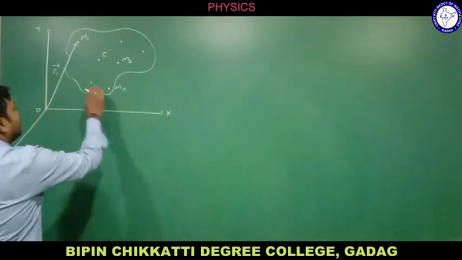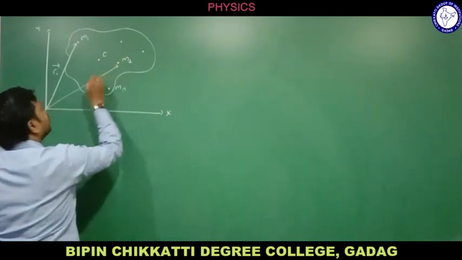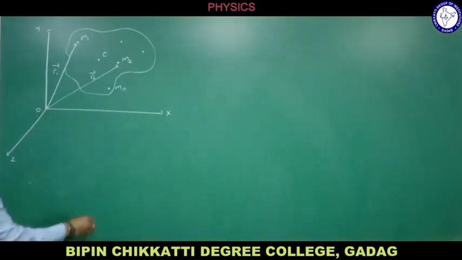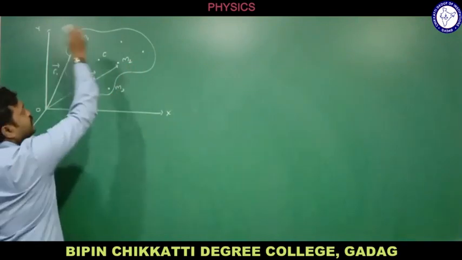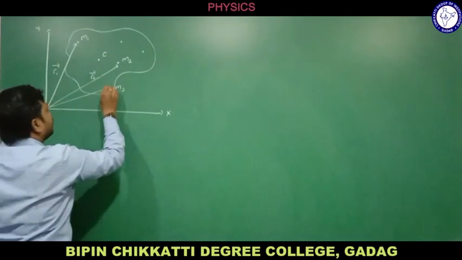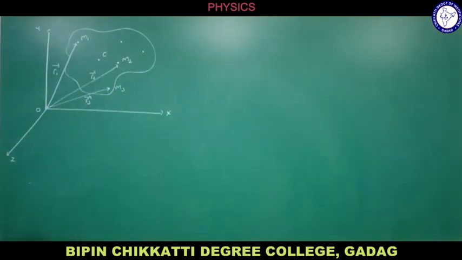Okay, which is the second particle? Here is the second particle. Let me draw its position vector. So this is the position vector. Let me call it r2 vector, right? Like this, there are many particles. Let me call this the third particle, because let me consider there are many particles here. Like this, there are n number of particles, and these are the position coordinates.